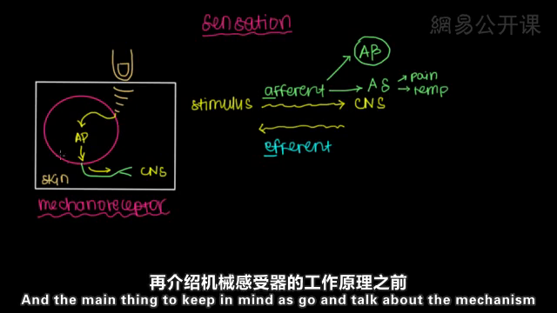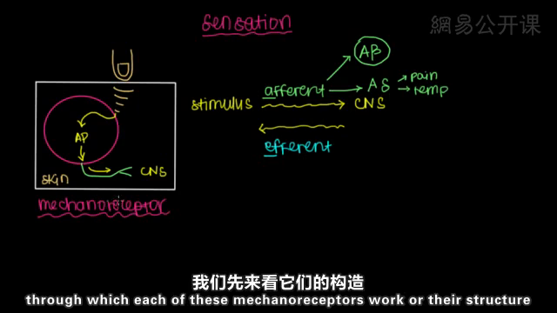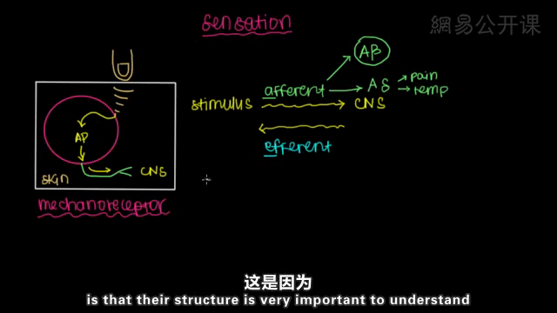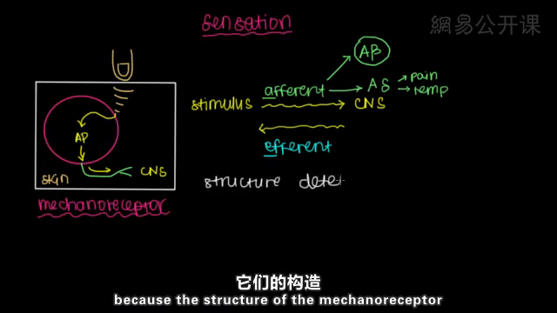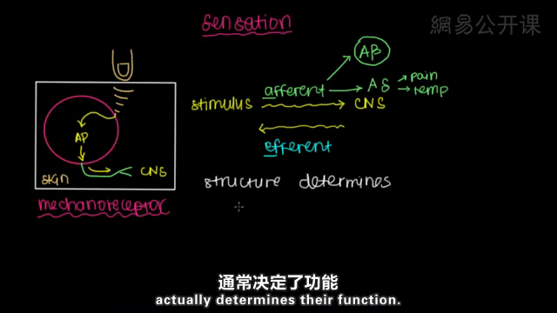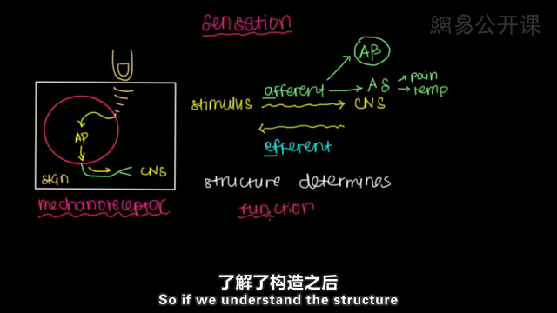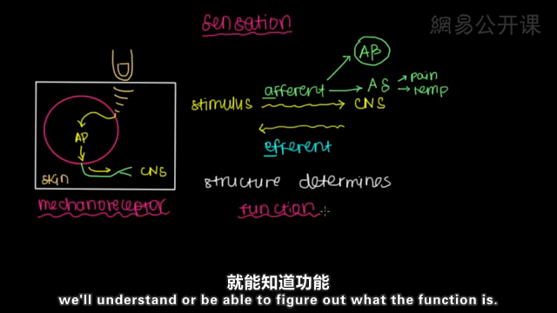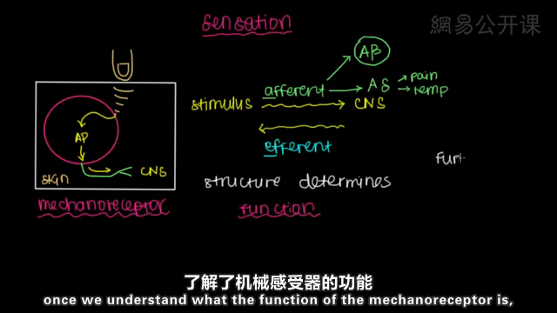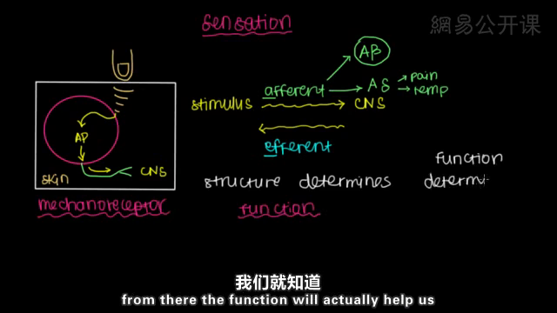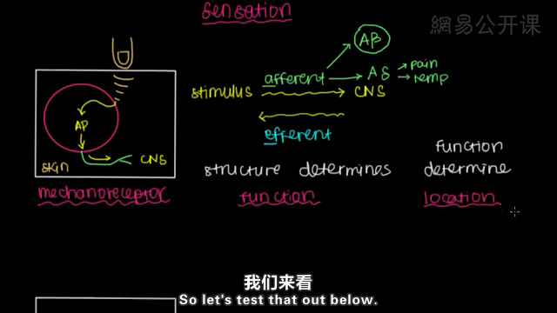And the main thing to keep in mind as we go and talk about the mechanism through which each of these mechanoreceptors work, or their structure, is that their structure is very important to understand, because the structure of the mechanoreceptor actually determines their function. So structure determines function. So if we understand the structure, we'll be able to figure out what the function is. But furthermore, once we understand what the function of the mechanoreceptor is, the function will actually help us determine the location of the mechanoreceptor. So the function will help us figure out the location. So let's test that out below.